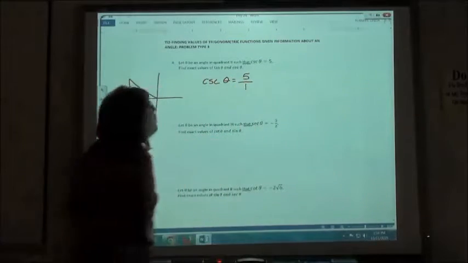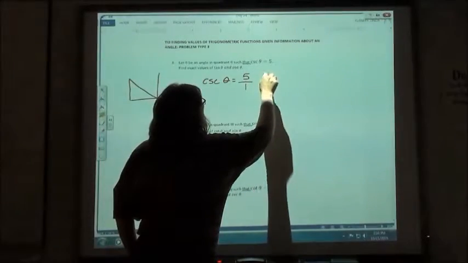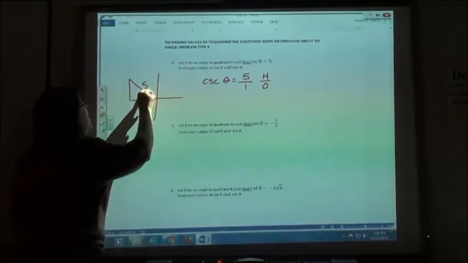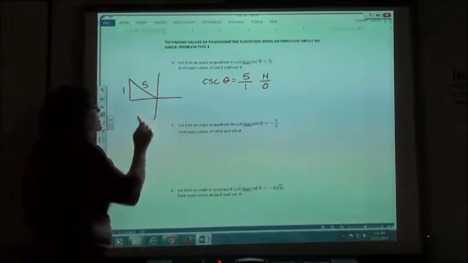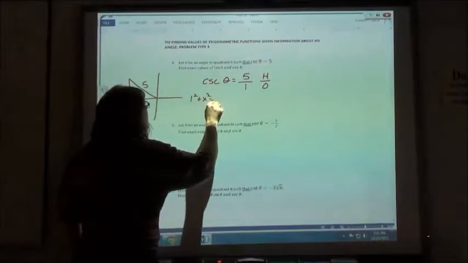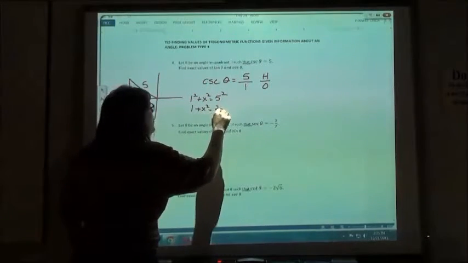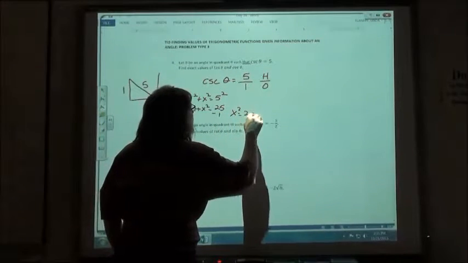That means we have 5 over 1. Cosecant is the hypotenuse over the opposite. So the hypotenuse is 5, the opposite side is 1. I need to find my missing side. So 1 squared plus x squared equals 5 squared. 1 plus x squared equals 25. If I subtract 1, x squared equals 24.